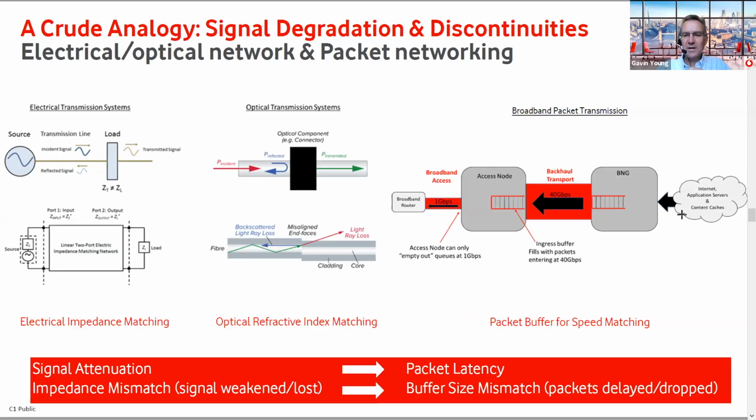And the kind of equivalent in the packet layer is the accumulation of a degradation with distance, which is the packet latency. The longer the path, the longer the latency. So, as I say, it's a crude analogy there. But if we look at electrical and optical systems, if we have an impedance mismatch or a refractive index mismatch in those systems, then not all of the transmitted power, the electrical power or the optical energy, will make it to the far end. Some of it will get reflected effectively. So that discontinuity causes a step loss in signal.